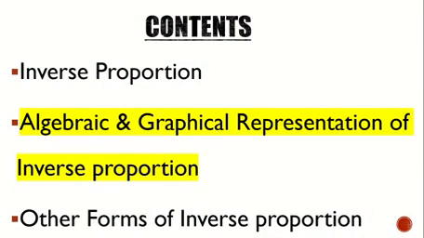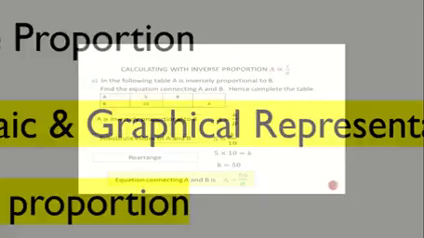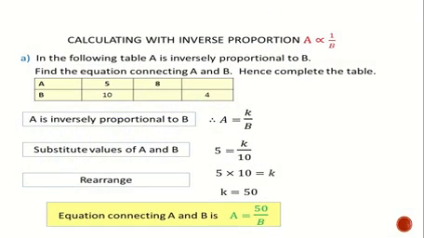Again in this lecture we are going to solve problems about the algebraic and graphical representation of inverse proportion. How to solve them? In the following table, A is inversely proportional to B. It is already given to us. Find the equation connecting A and B, hence complete the table.